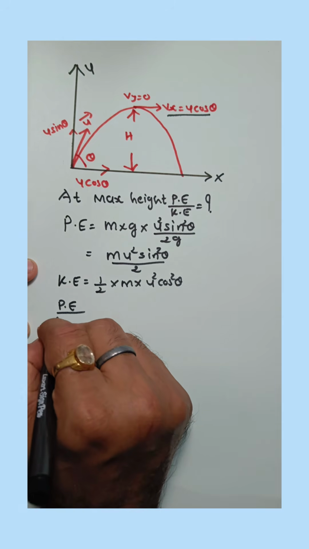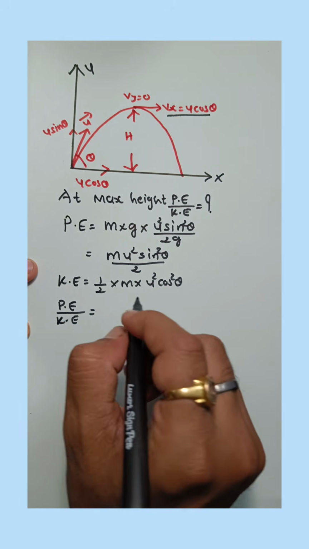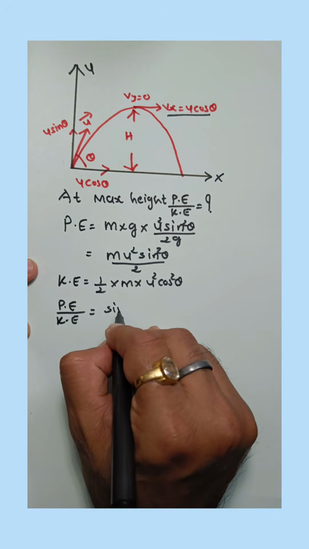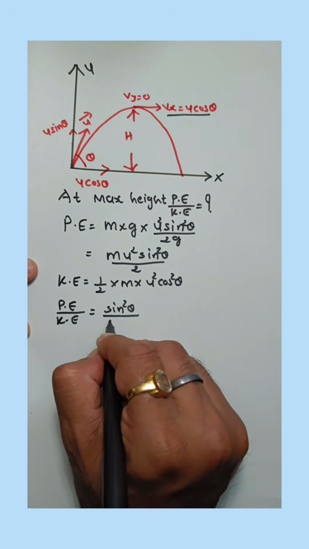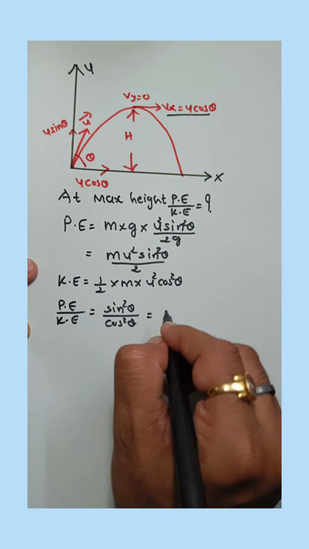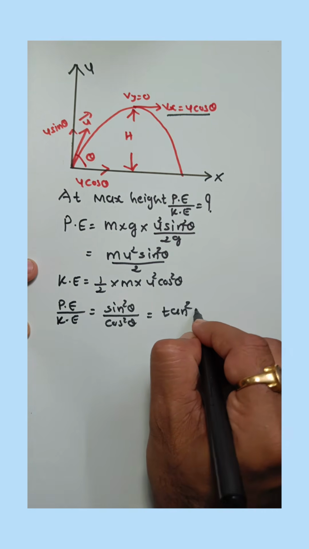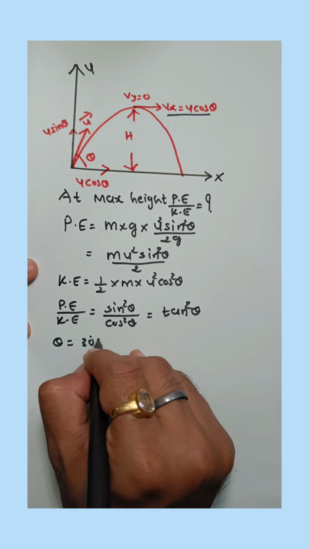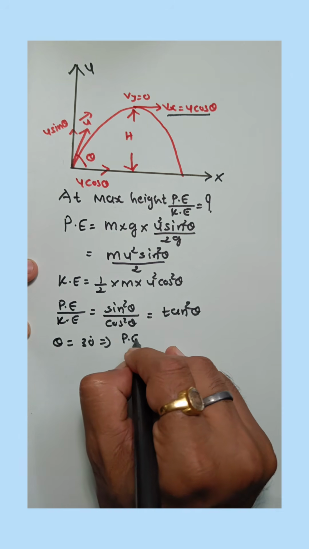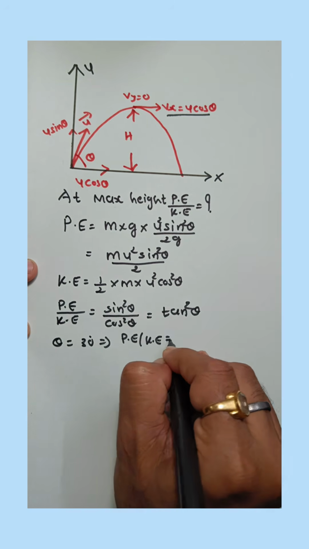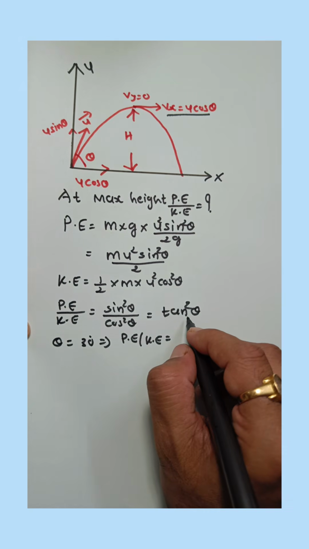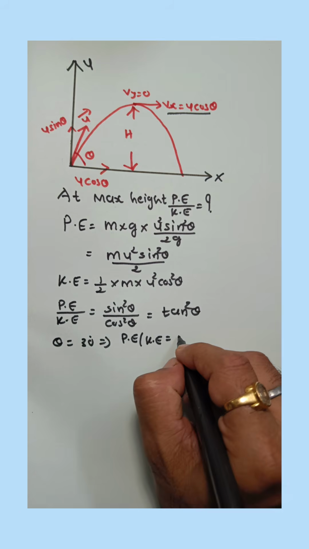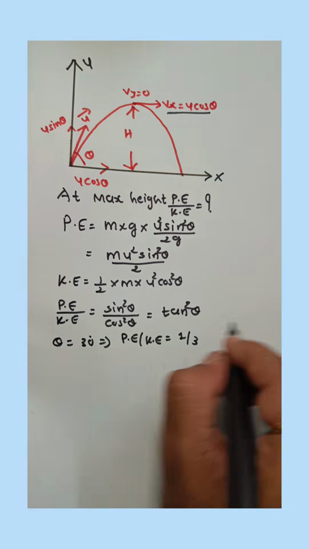Now potential energy divided by kinetic energy, here half m u square is cancelled, so it is sin square theta upon cos square theta, so the answer is tan square theta. If theta is equal to 30 degrees, then potential energy divided by kinetic energy at the point of maximum height is tan square 30, and tan square 30 is 1 by 3.